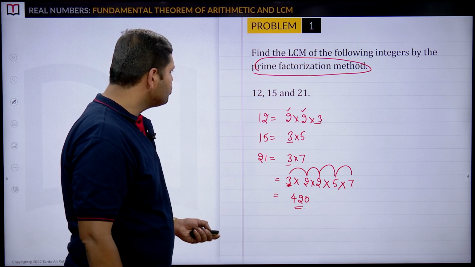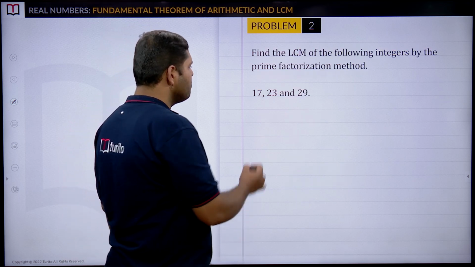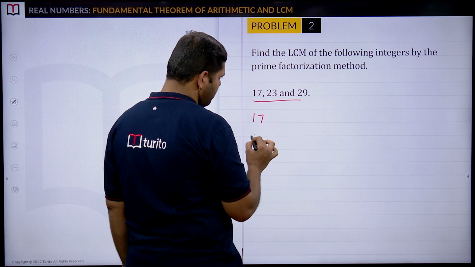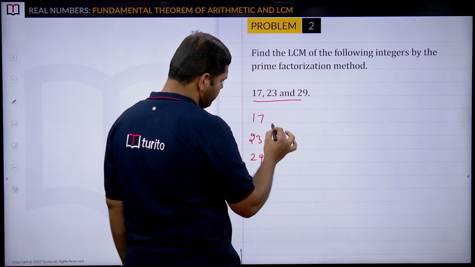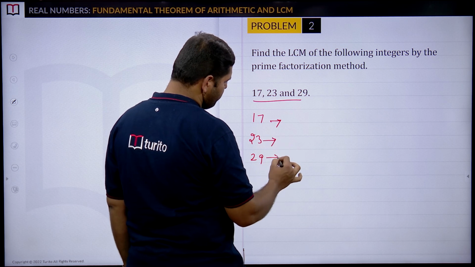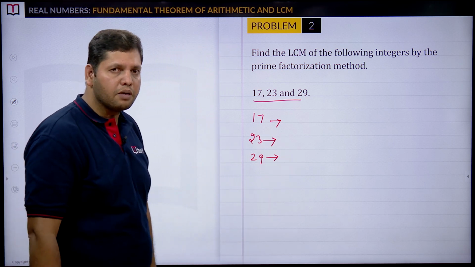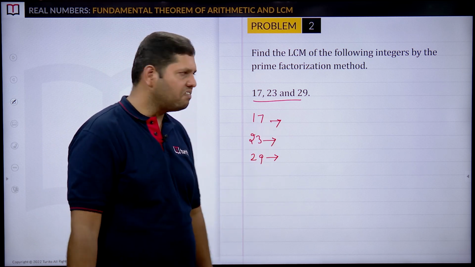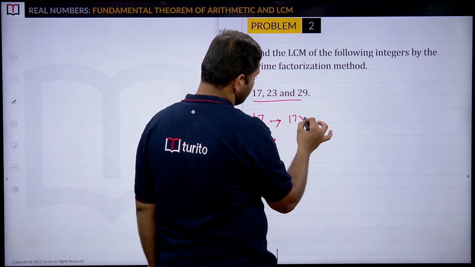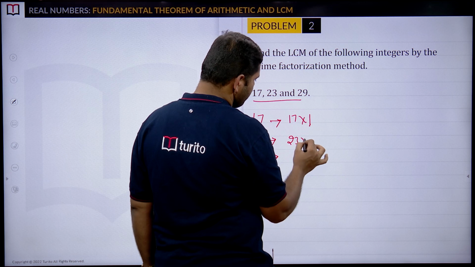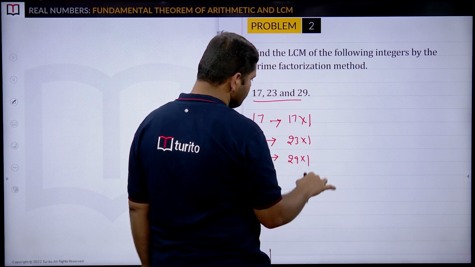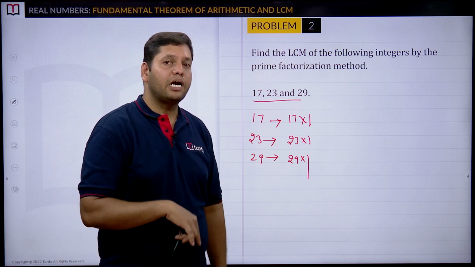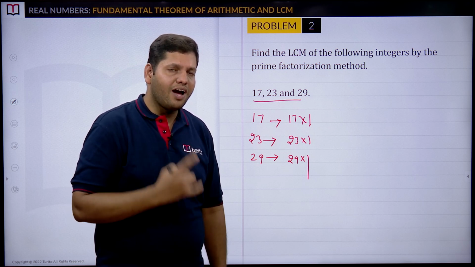Okay. Let us see another question, children. Find the LCM, again by the same prime factorization method. Children, listen here. 17 and 23 and 29. Can I say these 3 numbers are prime numbers? Yes or no? Do we have any factors for 17? No. 17 we can write only as 17 into 1. And 23 also we can write as 23 into 1, and 29 also as 29 into 1 only. Because these are prime numbers, they don't have any common factors, isn't it?